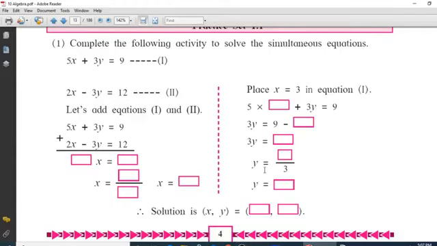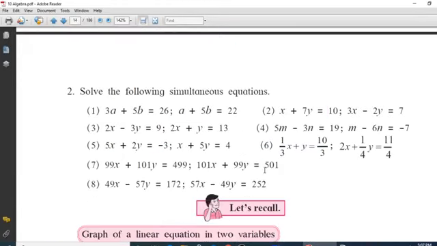Now in the next video we shall start with question number 2: solve the following simultaneous equations. Here we have many equations, 8 equations are given. We will pick some of them, one, two or three questions probably, and one question we shall try to solve by elimination method, and one or two questions we will try to solve by substitution method.